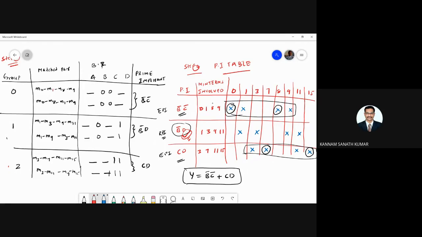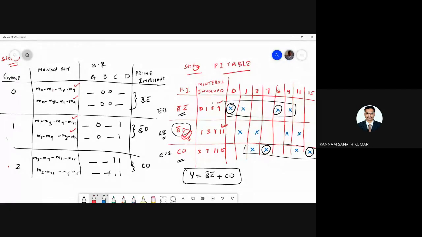So min-terms involved means, see here, in the B bar C bar, what are the min-terms involved? 0, 1, 8, 9. Okay, and next B bar D. So what are the min-terms involved? 1, 3, 9, 11. Okay, so these are the min-terms involved.